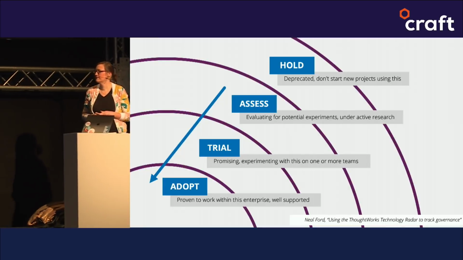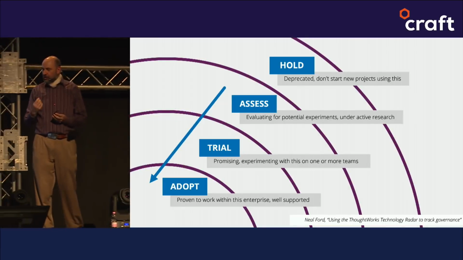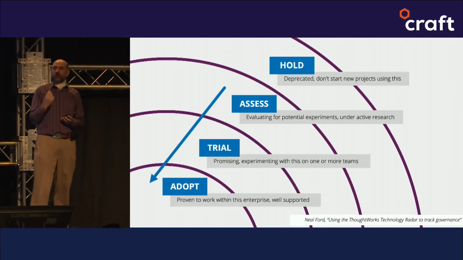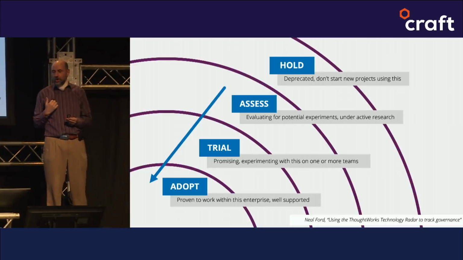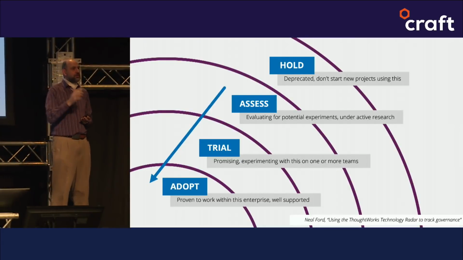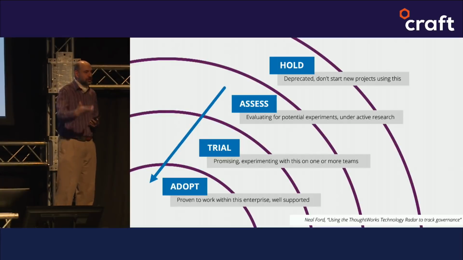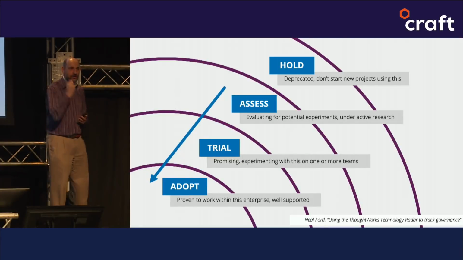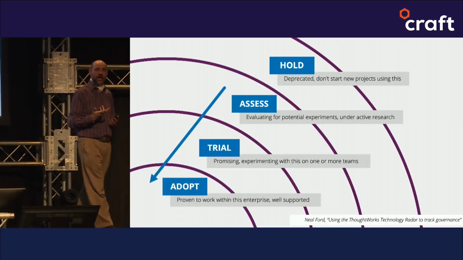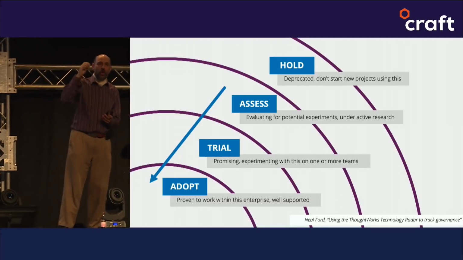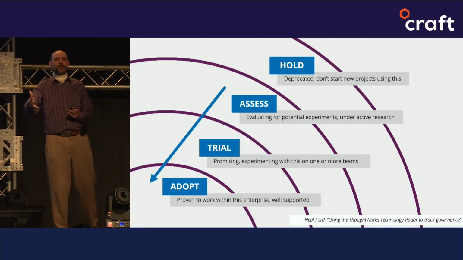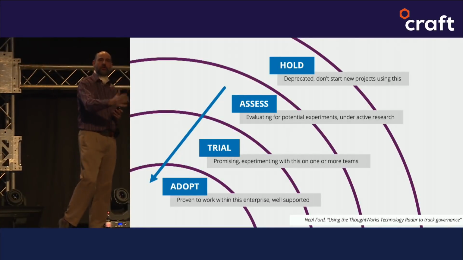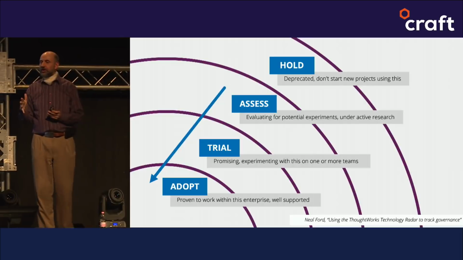The trial ring is for a technology that you think looks very promising. It's something that you think could well be in the adopt ring in short order, but you need to try it out first. And this is where you want one or two of the autonomous teams to actually run with this and build something and do something in practice. At ThoughtWorks, our rule for our trial ring is that one of our teams actually has to have used this, and it has to have been on a project that's gone all the way into production, so we've actually got that degree of learning from it.